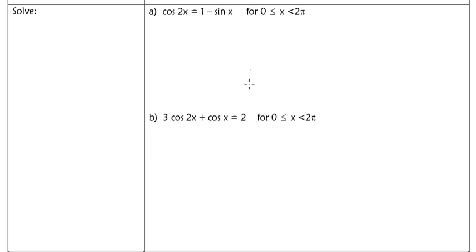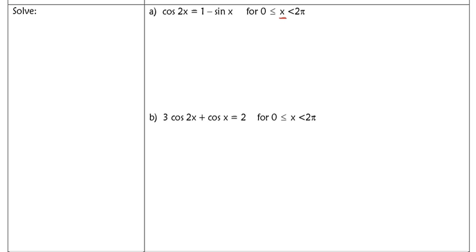All right, here we go. Solve cosine of 2x equals 1 minus sine of x. And obviously we're solving for x here, and x is between 0 and 2 pi. So how are we going to do this?